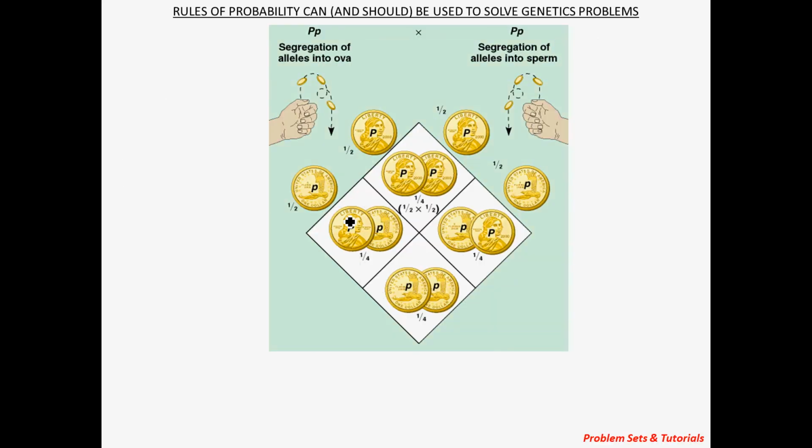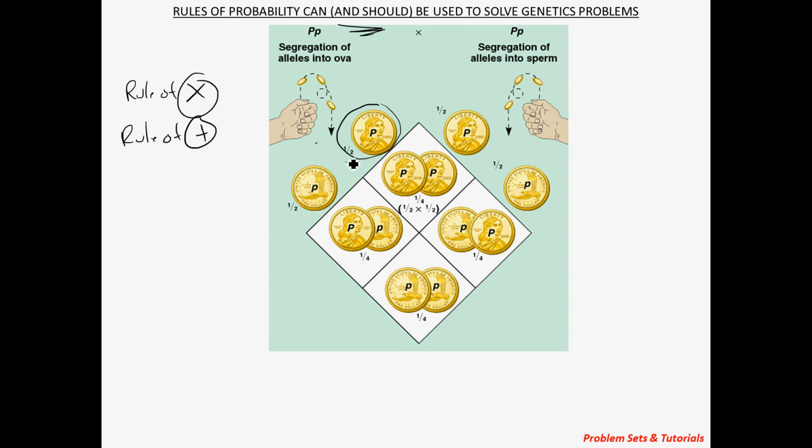However, the rules of probability can, and I would argue should, be used to solve genetics problems. And again, with the rules of probability, we're talking about the rule of multiplication and the rule of addition. And this is the little tutorial sheet that I had you fill out and practice doing here. So the probabilities of 2 independent events: this person flipping a head is independent of this person over here flipping a head.